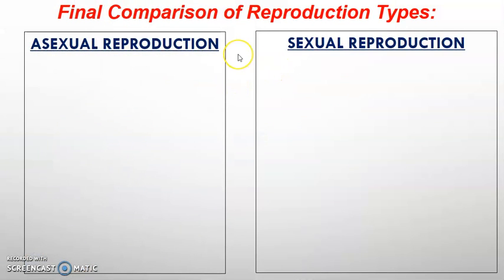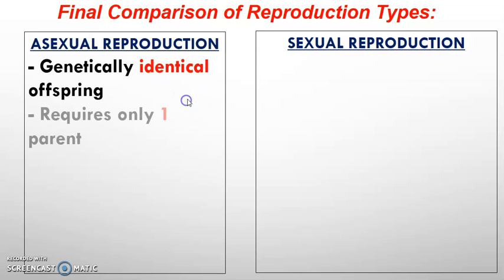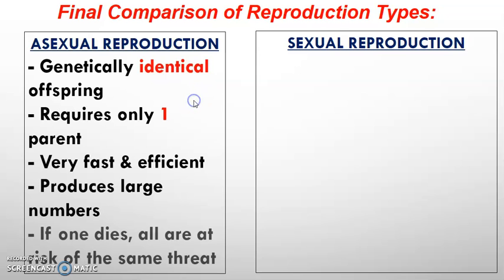So to finish out here our comparison between asexual and sexual, let's look at all the things for sexual reproduction here. For asexual, you're going to get identical offspring, genetically speaking. It only requires one parent. The advantage is it is fast and efficient because you can produce large numbers of individuals. However, whatever caused the death of one, all individuals will be at the same threat.